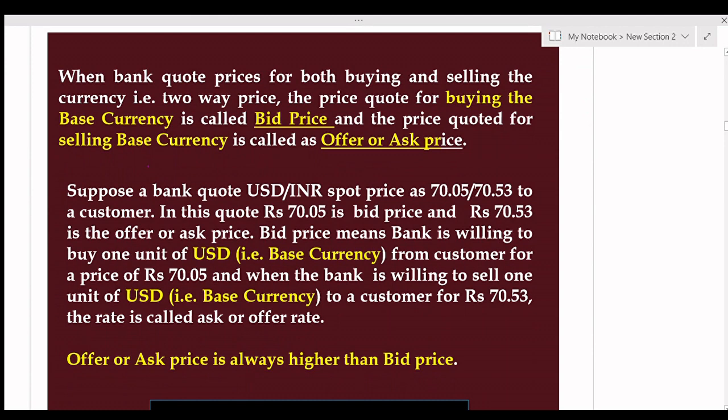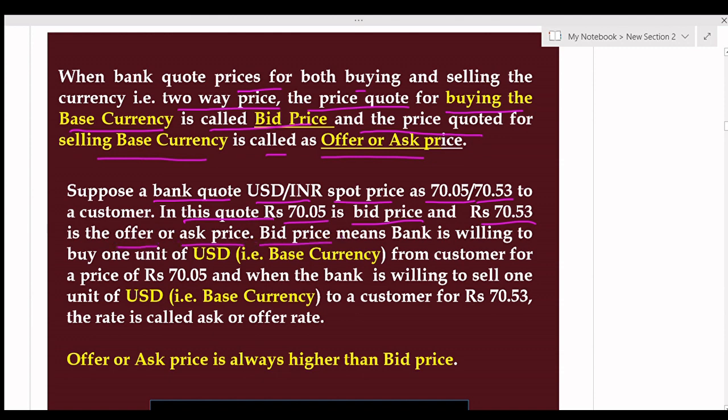When a bank quotes prices for both buying and selling the currency, that is a two-way price, the price quoted for buying the base currency is called bid price and the price quoted for selling the base currency is called offer or ask price. Suppose a bank quotes USD INR spot price 70.05, 70.53 to a customer. In this quote, rupees 70.05 is the bid price and rupees 70.53 is the offer or ask price.